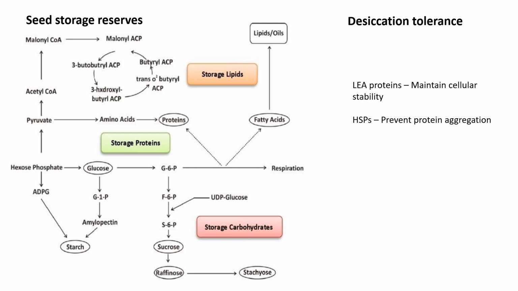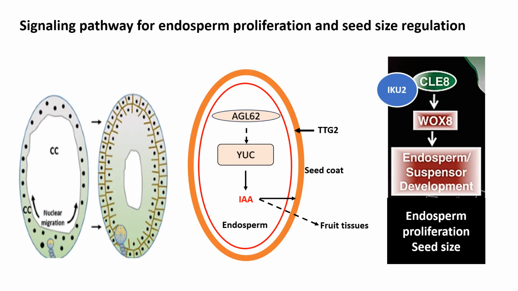After having seen how storage products are accumulated in seeds and how the seeds prevent desiccation by the expression of proteins like LEA proteins and the heat shock proteins, we now move on to study the development of an important organ in a seed called the endosperm. Successful seed formation requires the simultaneous development of the diploid embryo and the triploid endosperm.